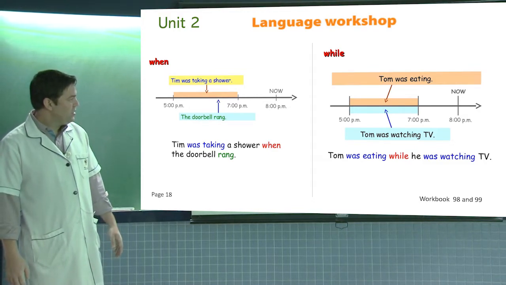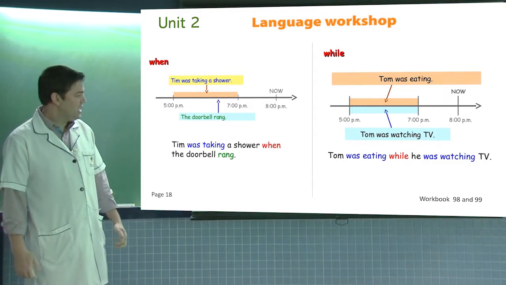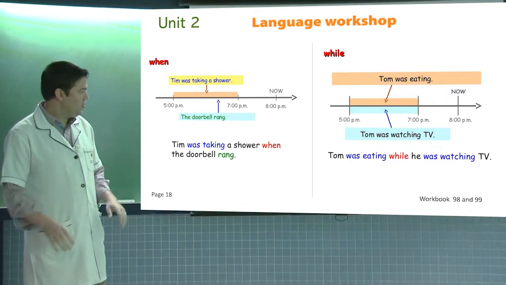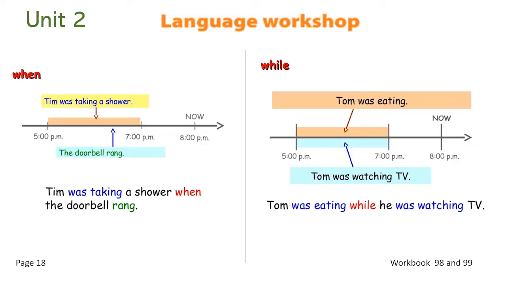I have here a slide to show you how it works. For example, Tim was taking a shower. So you see that here from 5 p.m. to 7 p.m. he was taking a shower. It was a long shower, a 2-hour shower, yes? And then something happened in the middle.